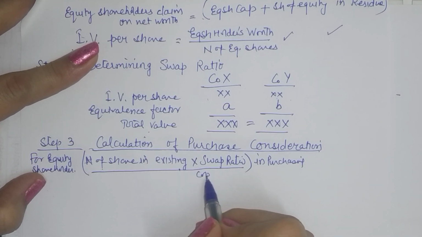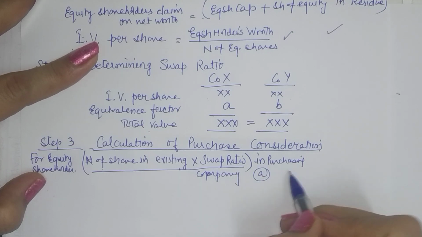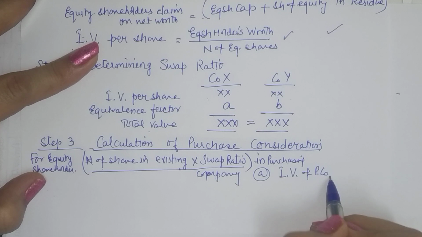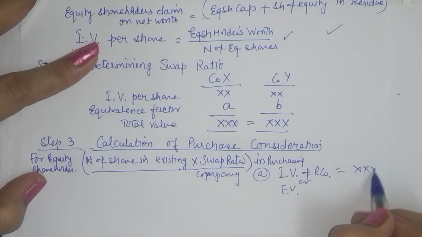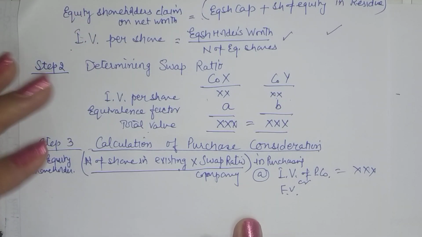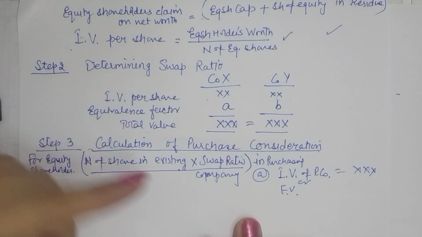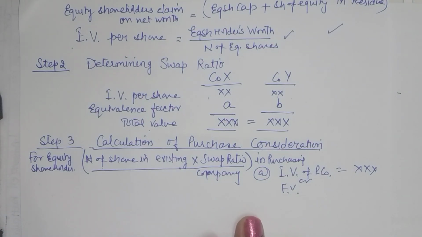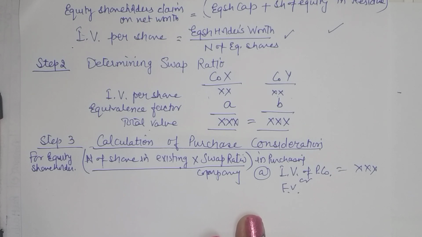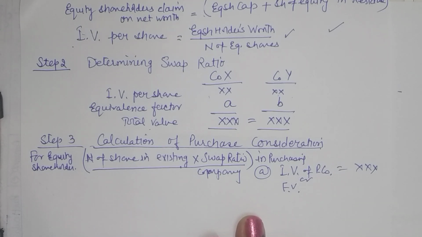Now at what price will you be getting the shares? So you will be getting at the rate of either the intrinsic value of the new company, the purchasing company, or at the par value. This will depend upon the terms. So if the term is silent, then since we are working with intrinsic value, shares will be offered at intrinsic value. But if your question says that we will calculate purchase consideration on the basis of swap ratio, but the shares will be issued at par, in that case we will be taking shares at par.